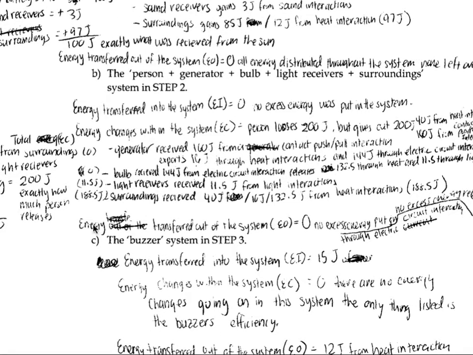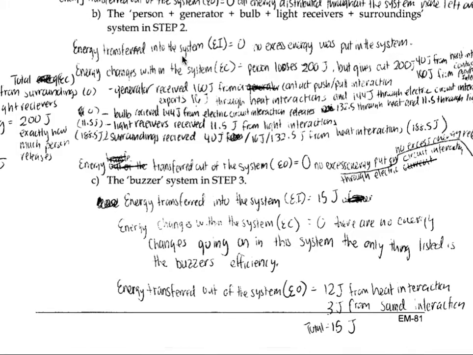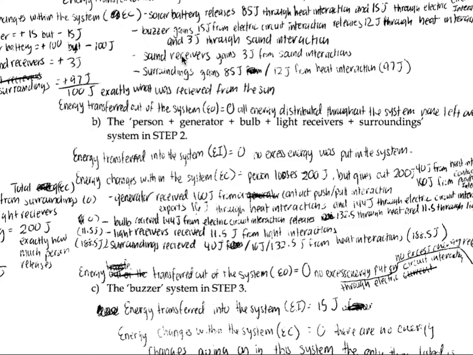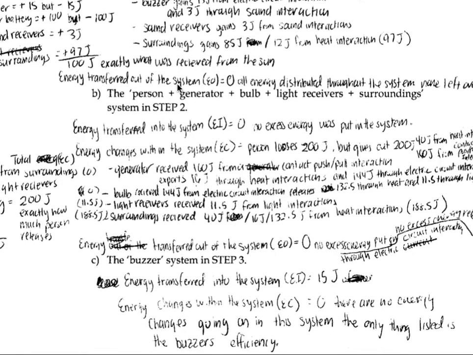And energy transferred out of the system is 0, because no excess energy was put into the system, thus no excess energy was released from the system. I think I did these correct. Again, this is my opinion, and this is what I think is going on. You guys may have a different answer.